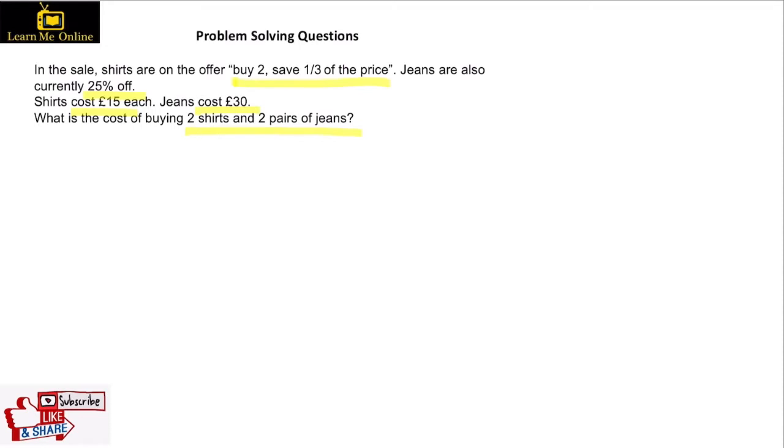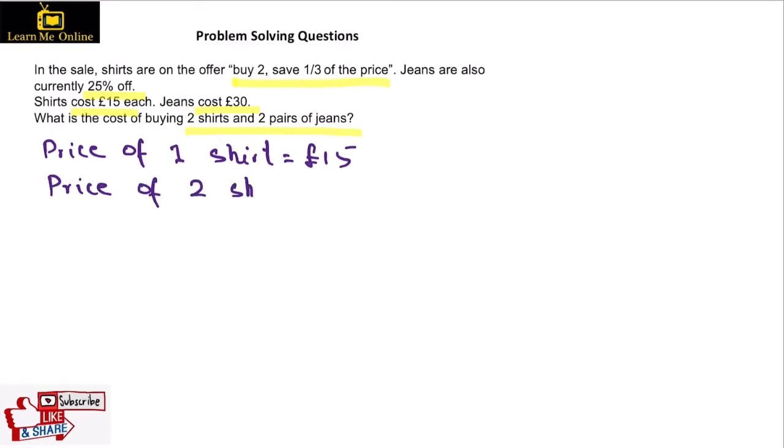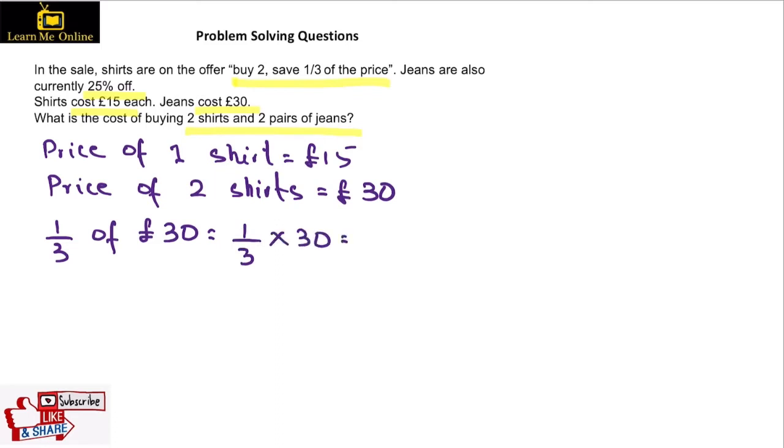First of all, I'm going to write down the price of one shirt. We know that the price of one shirt is £15. We're going to see what's the price of two shirts. The price of two shirts would be double of it, which is £30. Now, because there's a 1/3 off on it, we're going to find out how much is a 1/3 of £30. So off means multiply. So you do 1/3 of 30. We see how many 3s make 30: it's 10. So it means it's going to be £10 off.